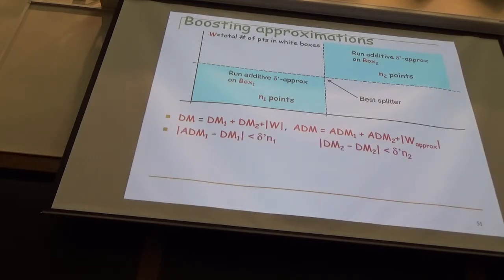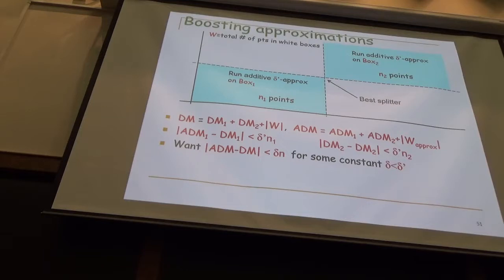And we're promised that ADM1 minus DM1 is at most delta prime, and DM2 minus ADM2 is at most delta prime of n2. And what we want is ADM minus DM is less than delta n, where delta is some constant strictly less than delta prime. And it kind of looks like, when you add these inequalities, you're going to get this difference with delta prime, right?